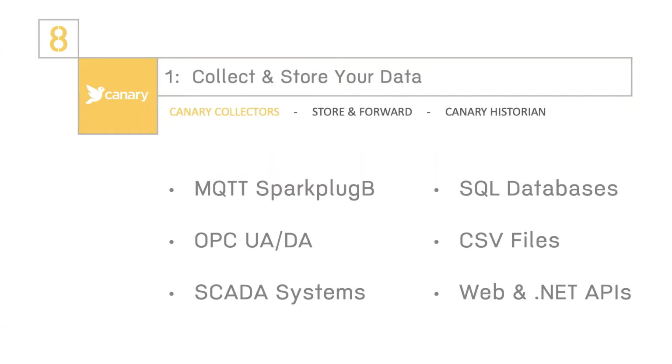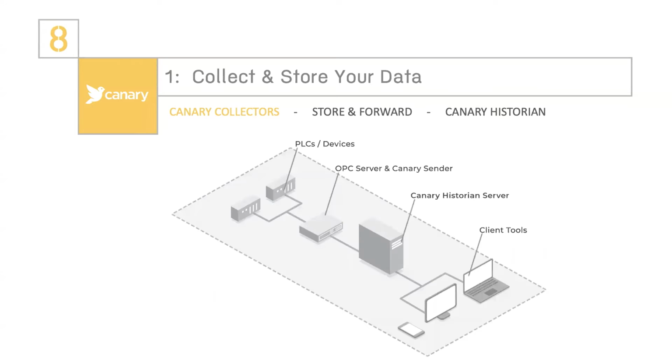It can get data from the MQTT Sparkplug B standard. It could be normal OPC UA and DA communications that we are used to in our field. It could be other SCADA systems. It could be databases, CSV files, and potentially you can even write your own little connector by using their web and .NET APIs. And what you do, if we look at a typical architecture that we've got, is you will connect to your PLCs and devices.